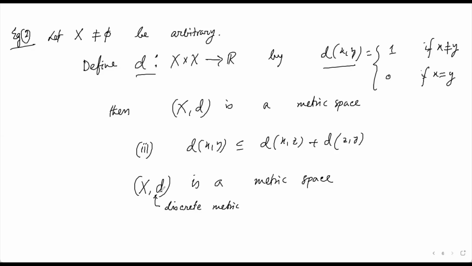So this D is called the discrete metric on X, and this metric space is called a discrete metric space. So on every non-empty set, we have at least one metric, which is the discrete metric.